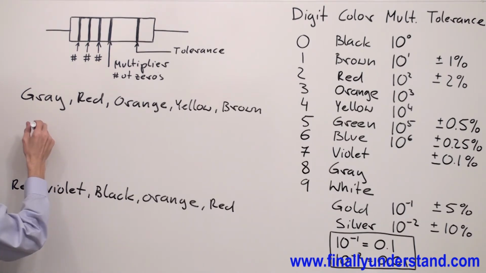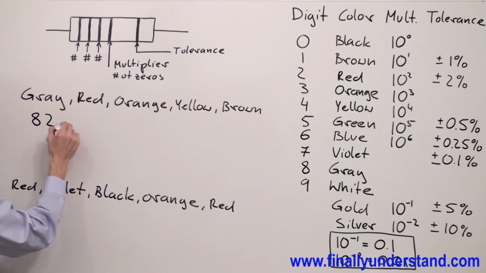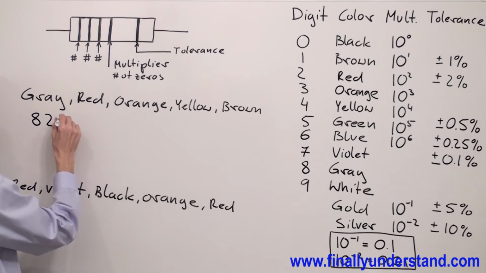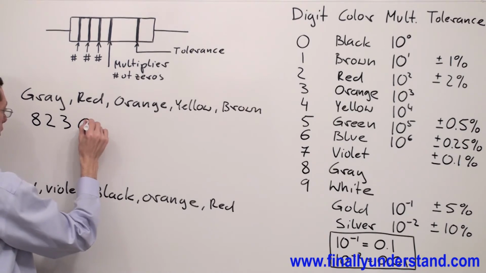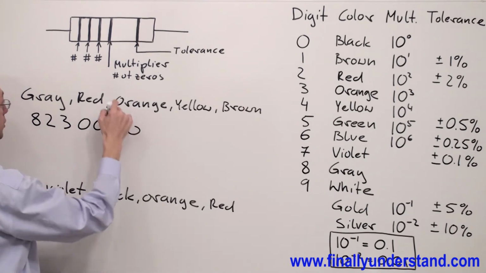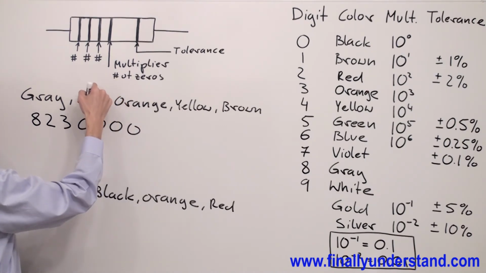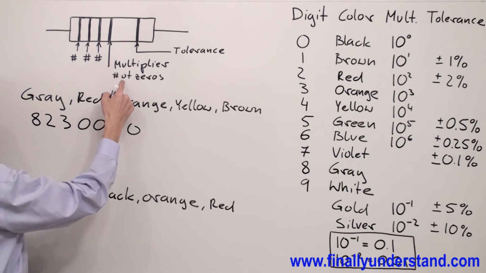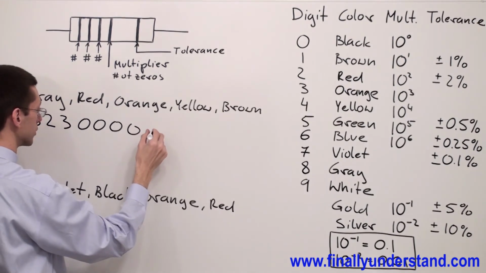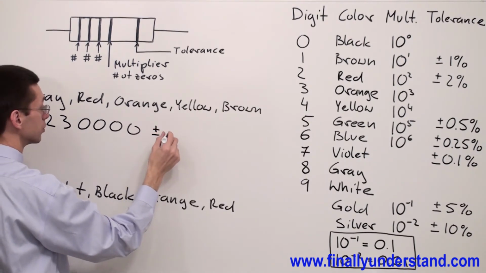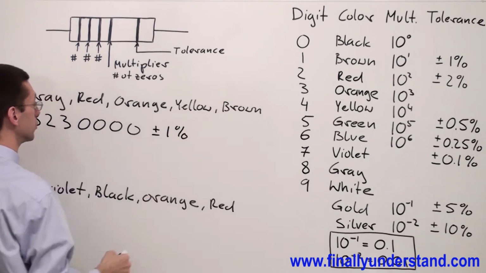Gray is number 8. Red is number 2. Orange is number 3. Yellow is number 4, but because it's at the 4th position, and the 4th position in the 5-band resistor is the multiplier or number of zeros, I'm going to write 4 zeros, and the tolerance plus minus 1%, because brown represents the tolerance plus minus 1%.